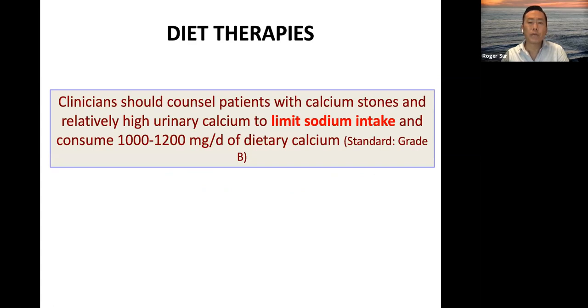As I mentioned to you before, this is probably the most important thing that I've seen at least in the United States, is I find that a lot of patients have a lot of salt in their diet. And this is the most important thing I can tell them, is to really cut down their sodium intake. If they cut down their sodium intake, they usually excrete less calcium.